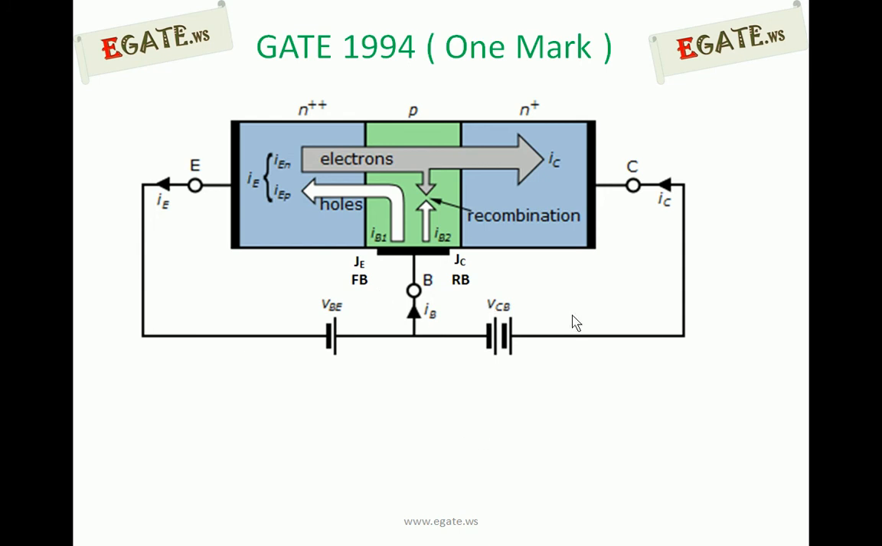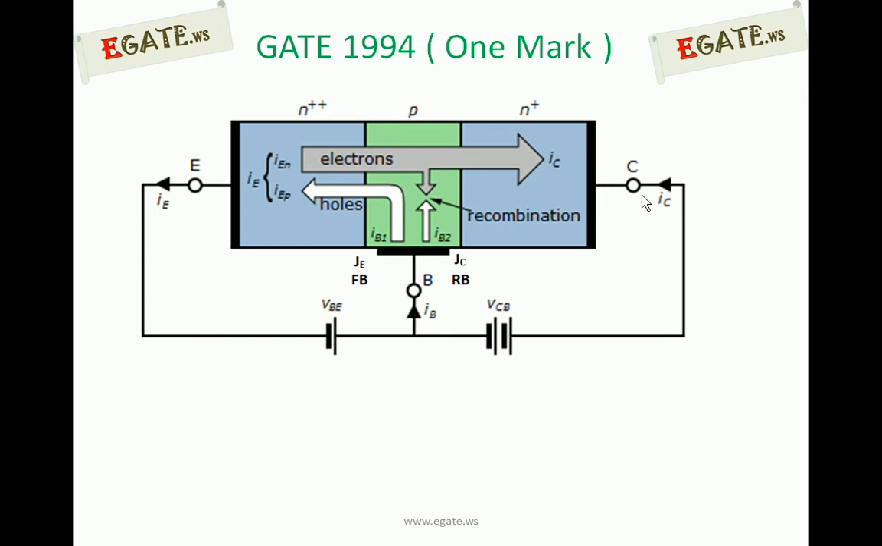But here the collector base junction is reverse biased, yet the current flowing through this junction is equal to IC, which is approximately equal to IE, the current of the forward biased junction. So under reverse bias we are getting a maximum current, equal to the forward bias current. How is this possible? This is possible only because of the base.